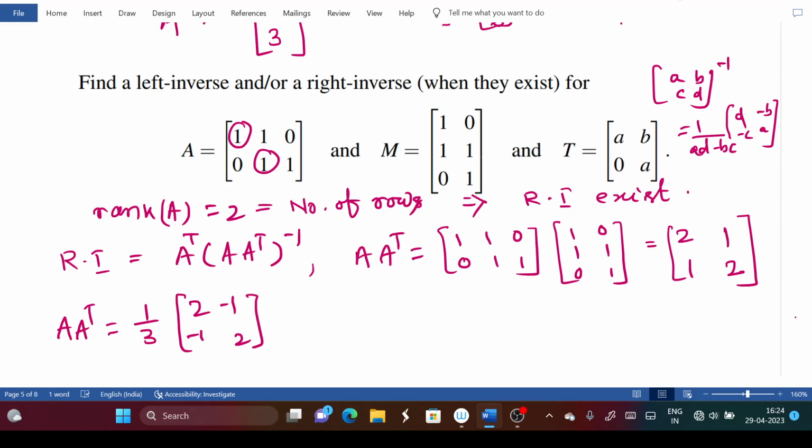Now what about its inverse? I have already obtained it. So what is my right inverse then? Ri is equal to A transpose times the inverse of A A transpose. How much is it?